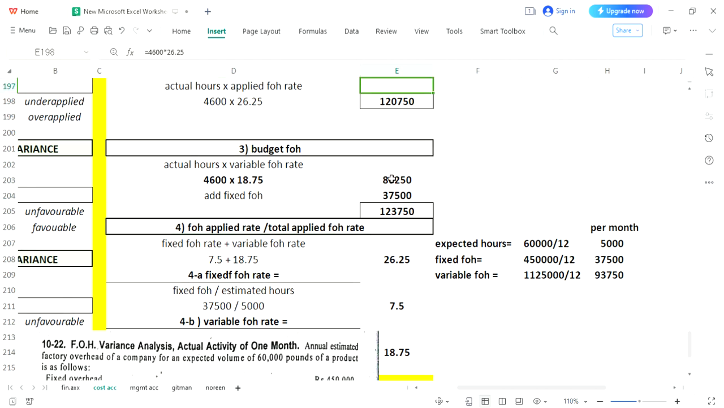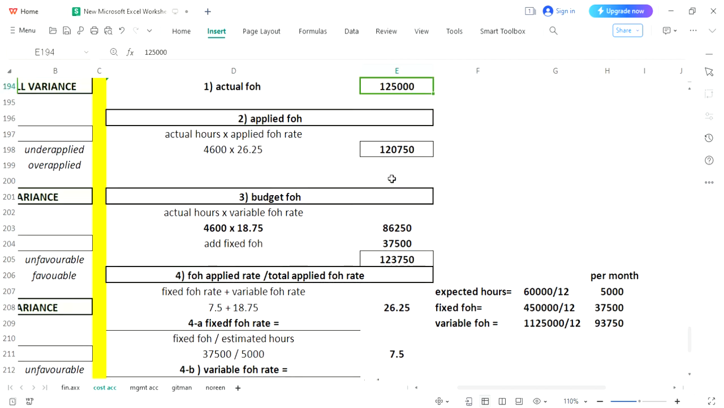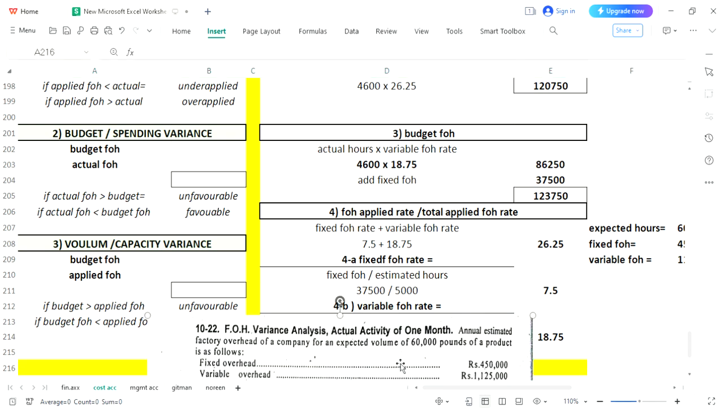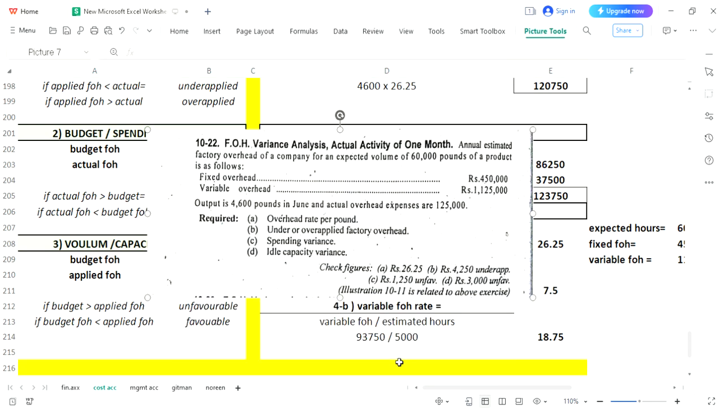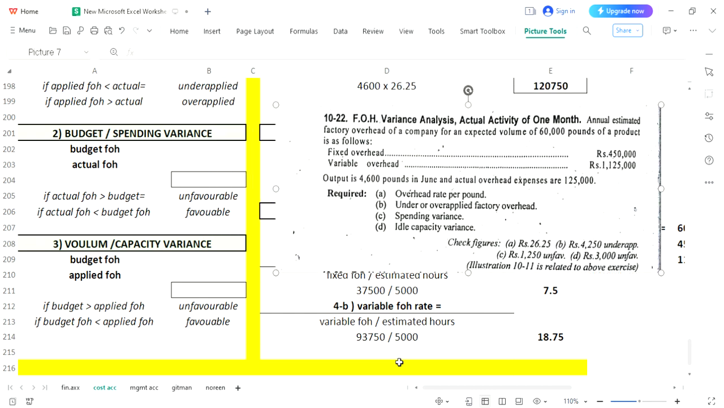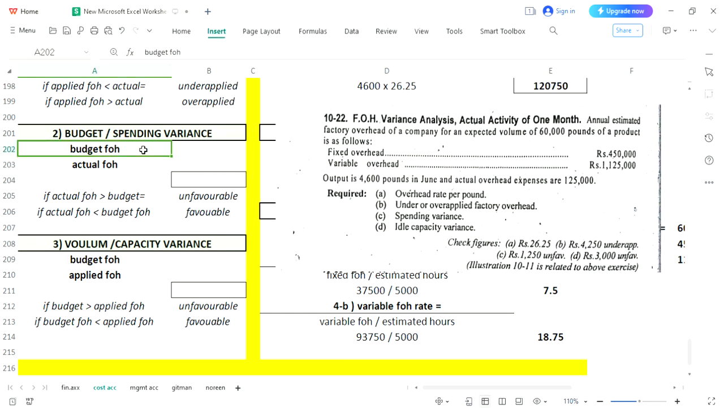The right page is completed. The first part was to see actual FH written, applied FH calculated, budget FH calculated, 1, 2, 3. All rates present over here are also calculated. It means the right page is completed. We can now focus upon our left page and how you would do that.